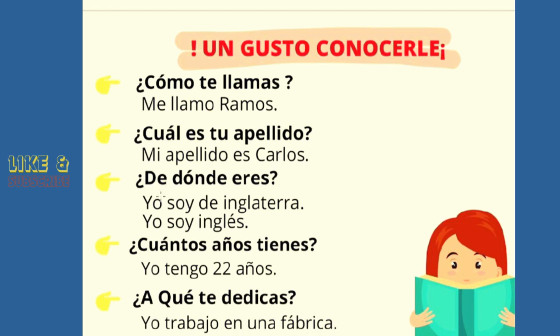Okay, then the answer is "yo soy de Inglaterra": I am from England. Yo is a personal pronoun we are using for I. Soy is the verb ser, conjugated in yo form, it means I am. It shows the person we are talking about, the first person. De means of. Inglaterra is England. I am from England. And next, "yo soy inglés": I am English. So here the person is expressing his nationality, that he is English or American.